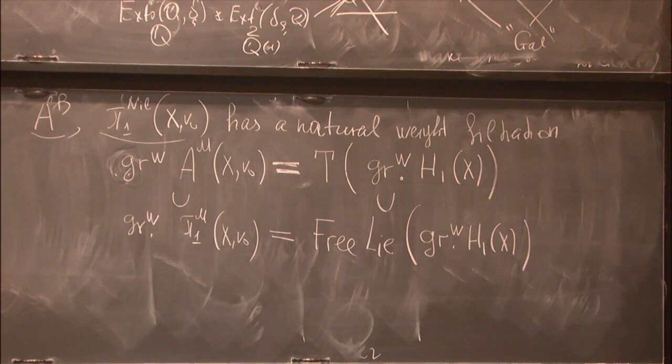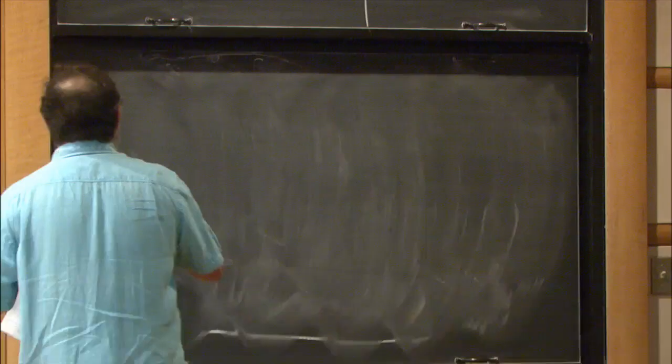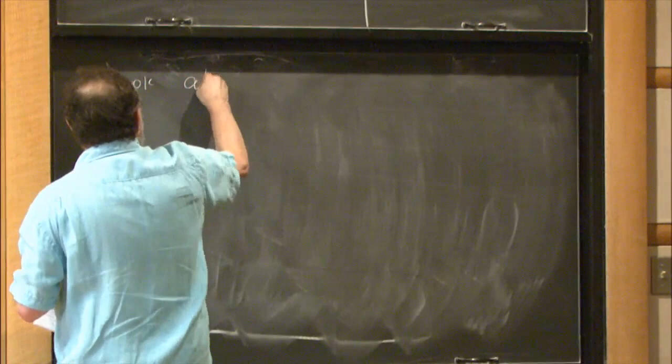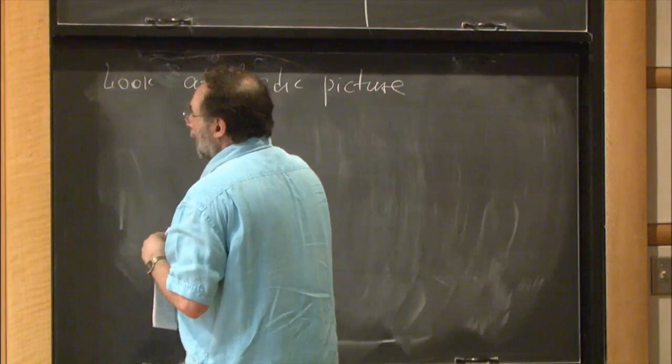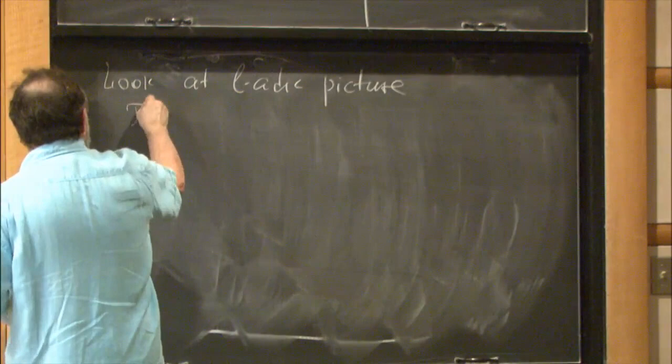Now comes a very important fact. Where is this fact in my notes? So we can look at the lattice picture, and we are going to see something in the lattice picture. So first of all, how does the lattice picture develop? Your group is replaced by its pro-L completion.